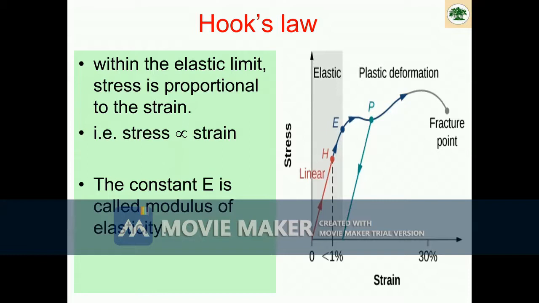Beyond the point E, the body gets gradually permanently deformed and the property is called plasticity. Means beyond E, there is plasticity of the body.